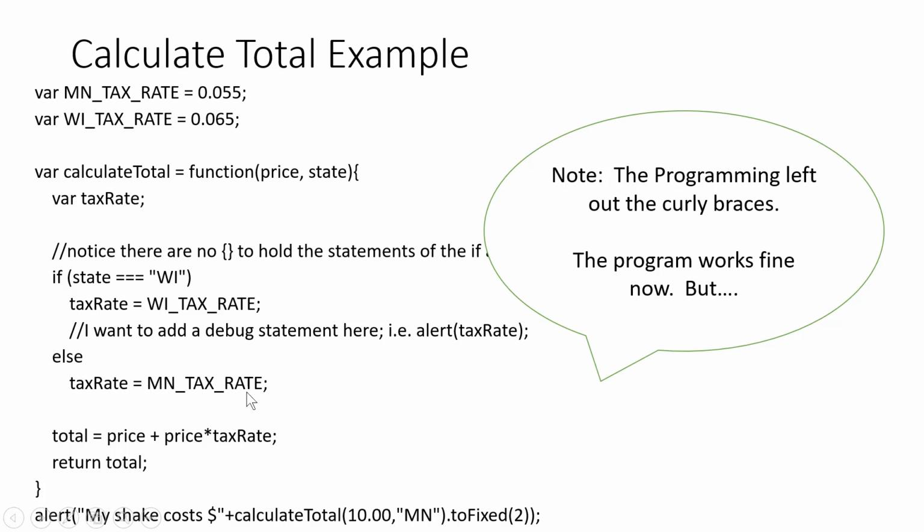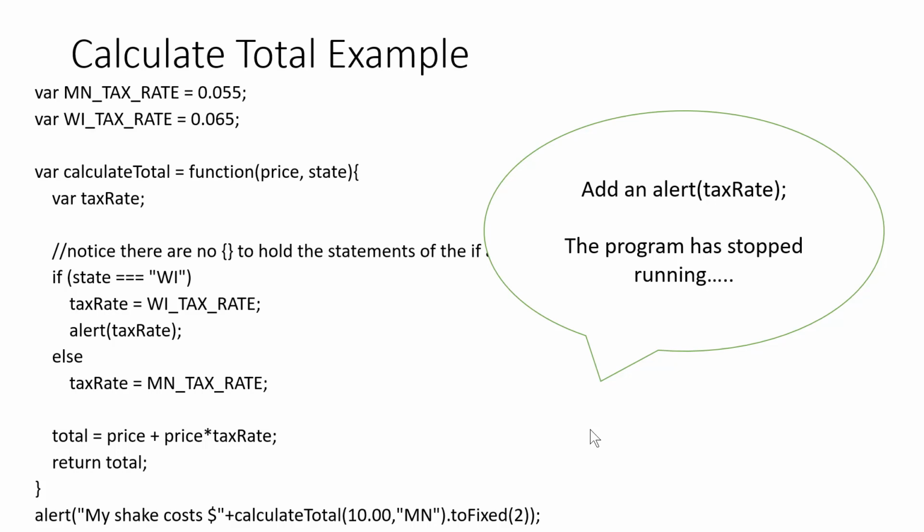And maybe I want to add a debug statement here. I just want to make sure that the tax rate that we're setting, that this Wisconsin tax rate, is the tax rate that I expect. So if I go ahead and add that alert in there, we go from a working program to a program that's stopped running. Let's take a look at that.